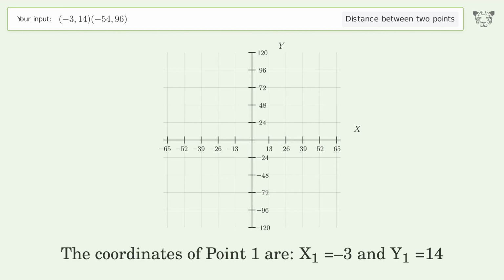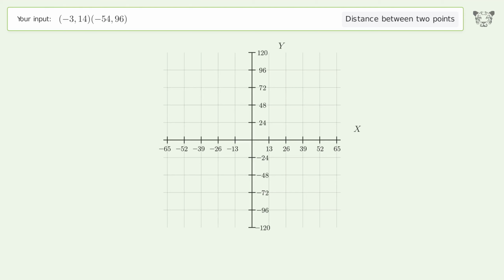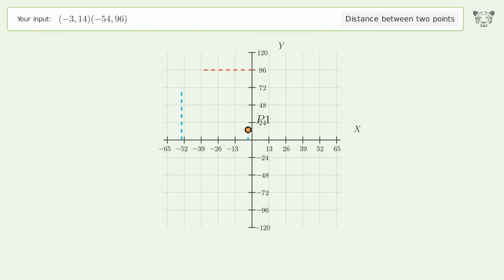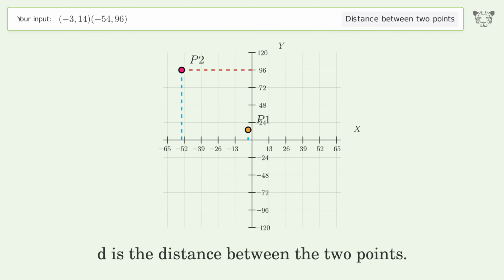The coordinates of point 1 are x1 equals -3 and y1 equals 14. The coordinates of point 2 are x2 equals -54 and y2 equals 96. D is the distance between the 2 points.